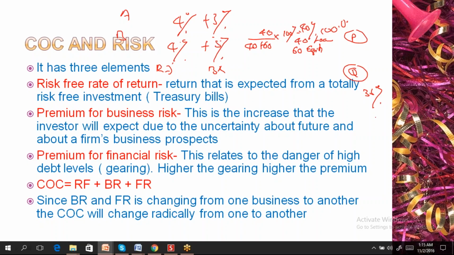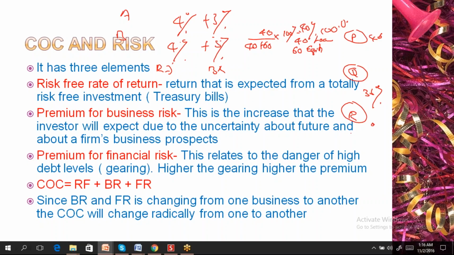But look at it from another angle. Forget about the cost, forget about the interest for the moment. Now in company P, there are 40% outsiders, right? So if the company makes a profit, first of all, you have to cater for the 40% outsiders. I want to put up another company called R. No outsiders, zero gearing. This is 40% gearing. This is zero gearing. No lenders.